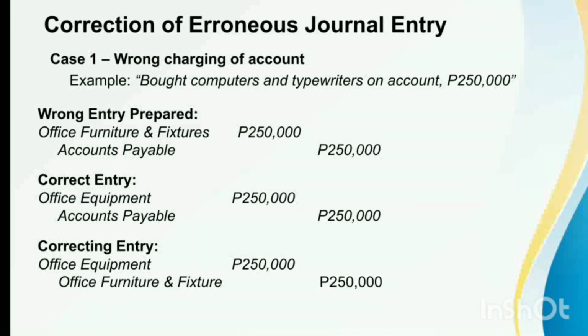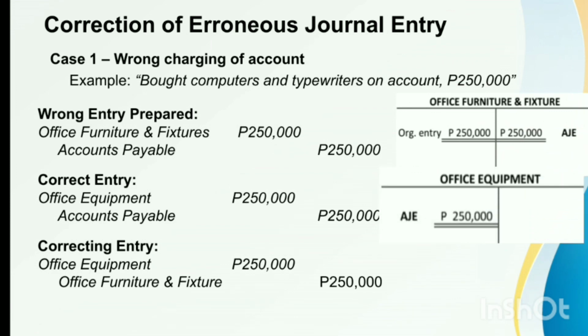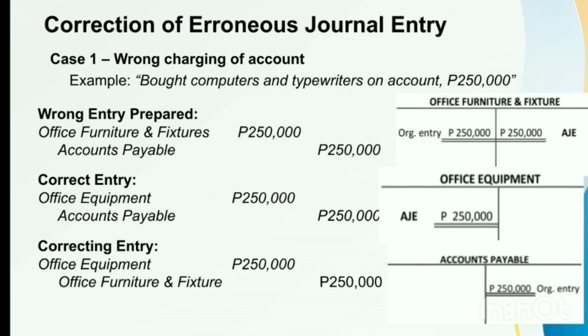After the adjusting entry or the correcting entry, the T accounts will appear as follows. So the office furniture and fixtures will now become a closed account. So the balance will be 0 because of the adjusting entry we made, which is the credit entry of office furniture and fixtures. And then the office equipment will now have the correct balance of 250,000, and then the accounts payable 250,000 credit balance.